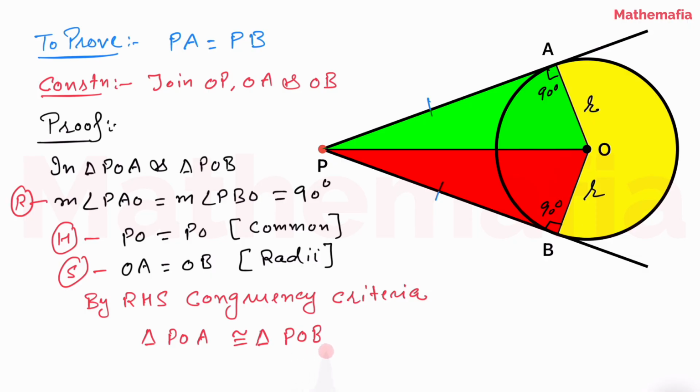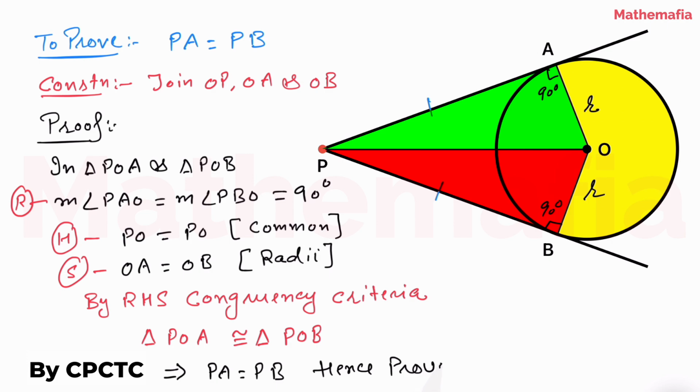Now if the triangles are congruent, that means the length of the corresponding sides should be equal. So this implies PA is equal to PB, and that's what we wanted to prove, hence proved. So this is how we prove this theorem.